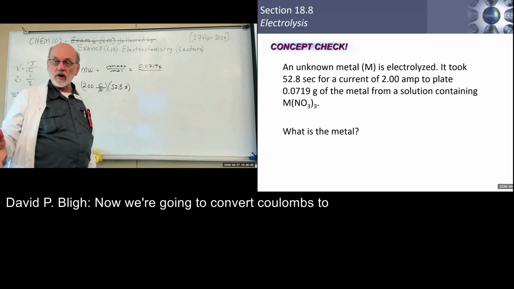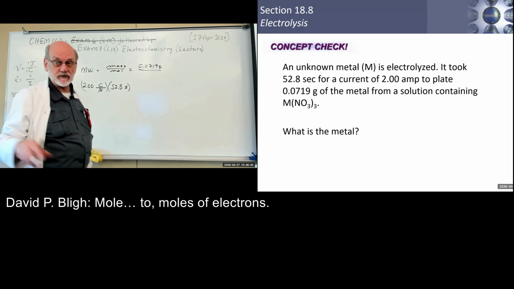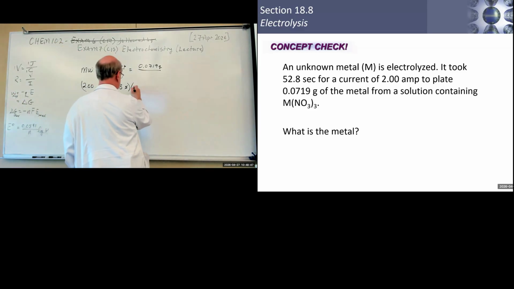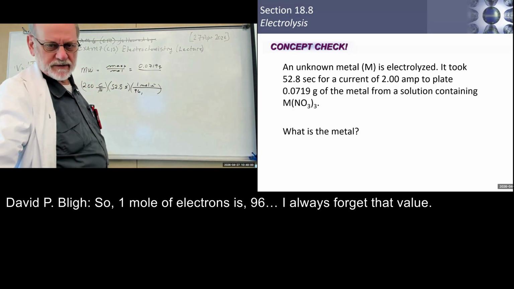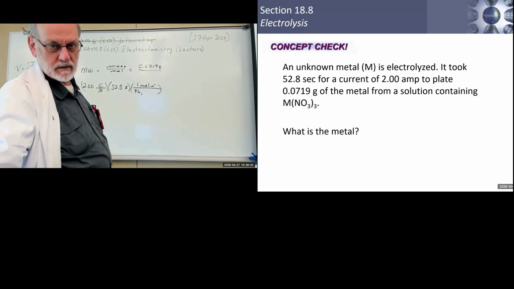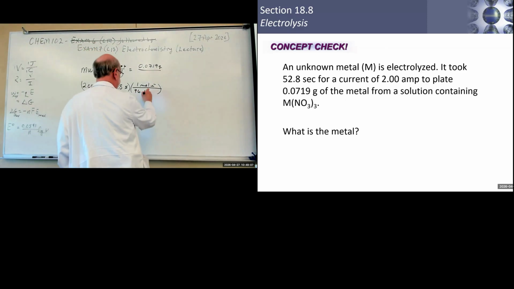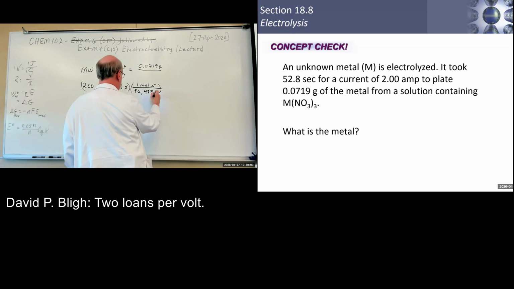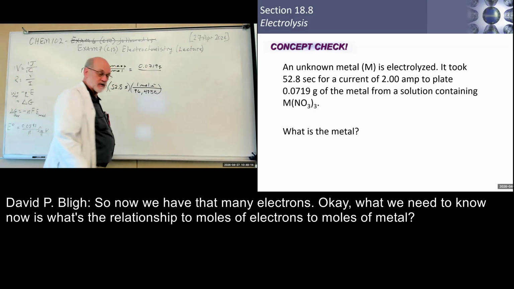Now we're going to convert coulombs to moles of electrons. So 1 mole of electrons is, I always forget that value, 96,485 coulombs per mole. So now we have that many electrons.